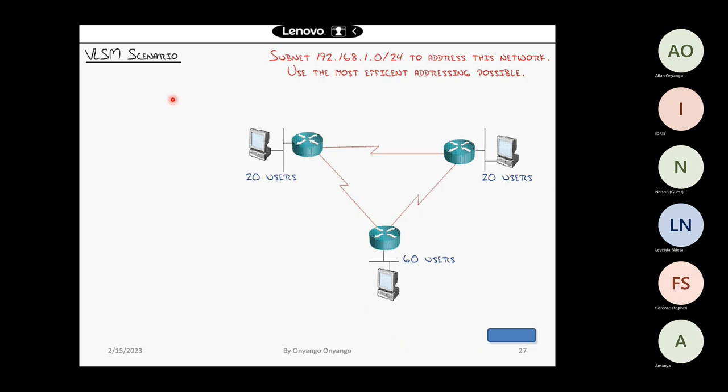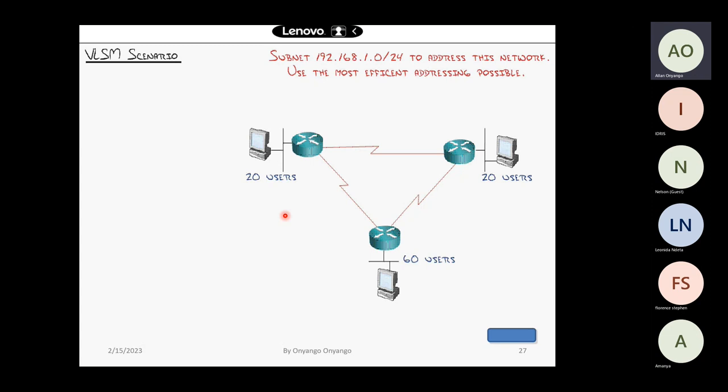this method will never be called VLSM. They will always call it the most efficient addressing possible. Or they will tell you, address this network wasting the fewest amount of addresses, the fewest number of addresses. When you see that, just know they are talking about VLSM, variable length subnet masking, where you do subnetting according to how many users are in each network. Don't assign an equal number of addresses.